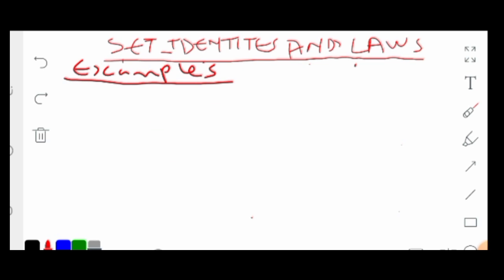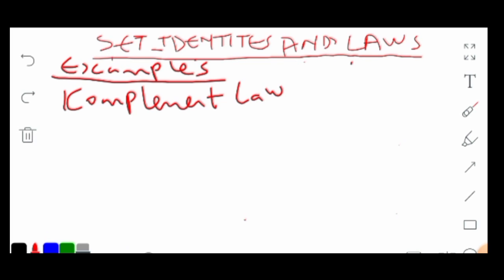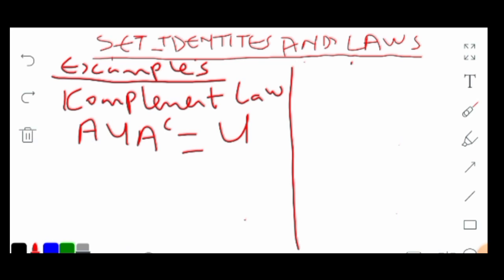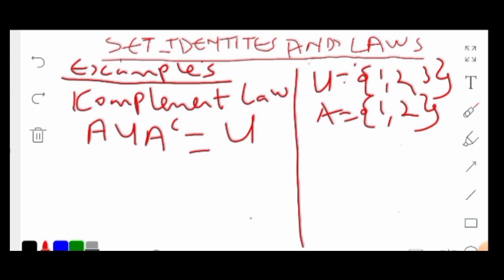So let me quickly prove some of these laws by doing this example. Let me prove two of the laws. So let's see how correct it is. I will prove complement law first. Complement law says A union A complement will always give us the universal set. So let's take, for instance, our universal set equals {1, 2, 3} and our A equals {1, 2}. Let's see if this is correct.